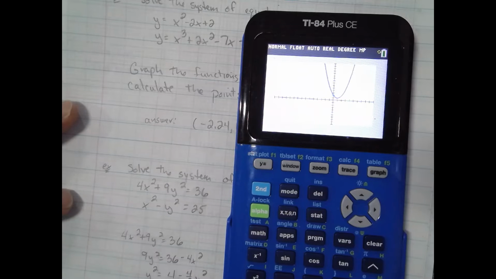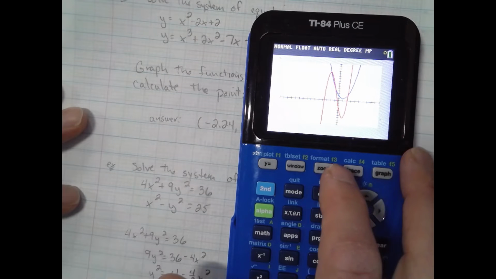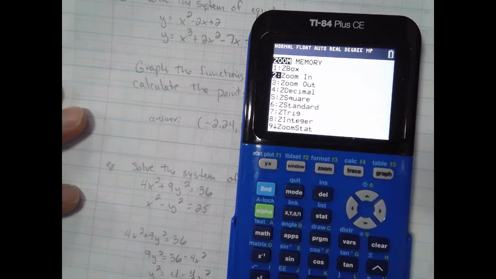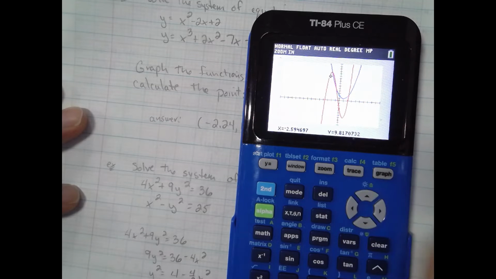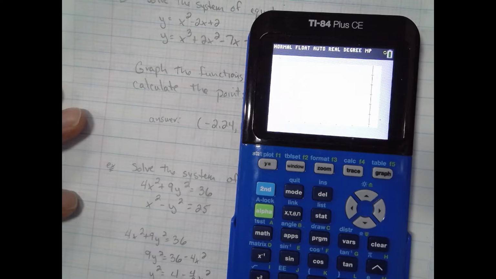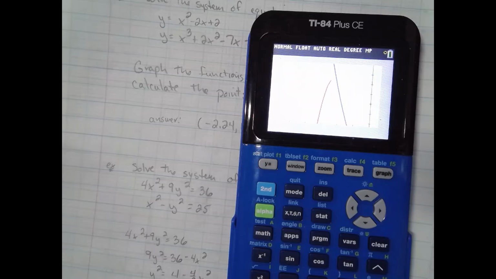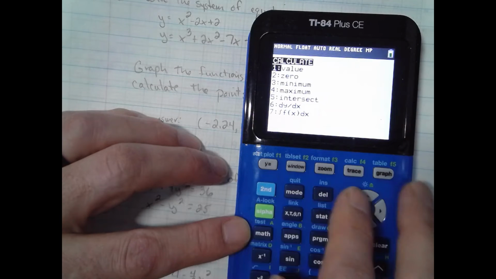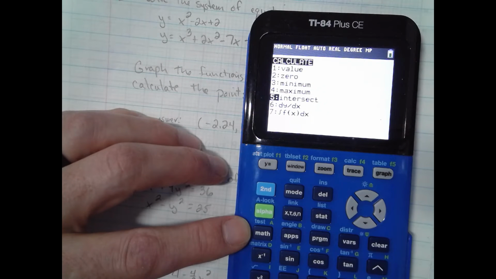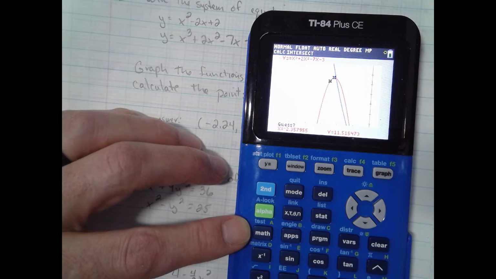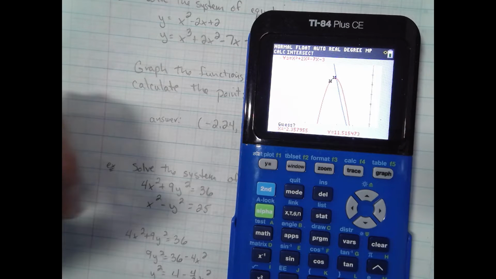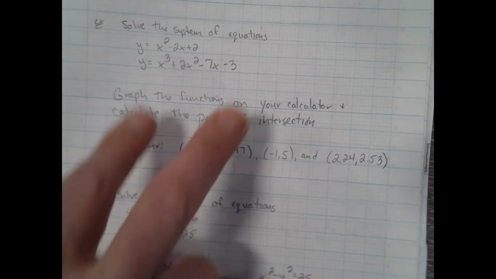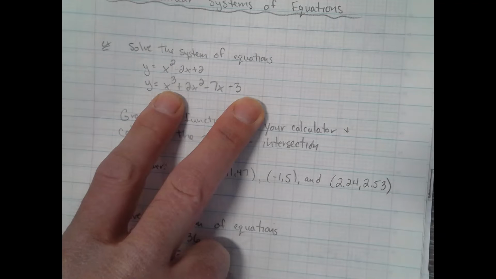Again, there's my parabola, and here comes my cubic. Don't make a liar of me. There it is. Alright, so I'm going to zoom in right here. It's magic. And then we can calculate the intersection. First curve, second, too far away, and there's my other intersection. Okay? So it's nice when your equations are in y equals form.